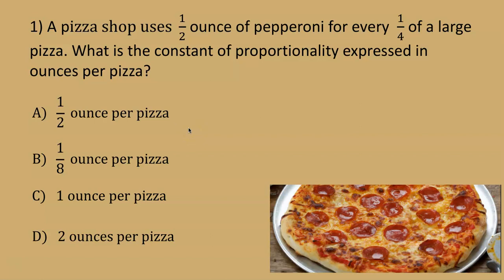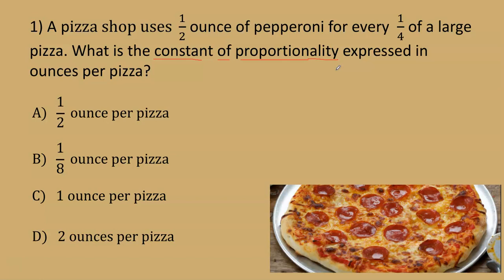Let's look at story problem number 1. A pizza shop uses ½ ounce of pepperoni for every fourth of a large pizza. What is the constant of proportionality expressed in ounces per pizza? Remember, constant of proportionality is just another name for unit rate.